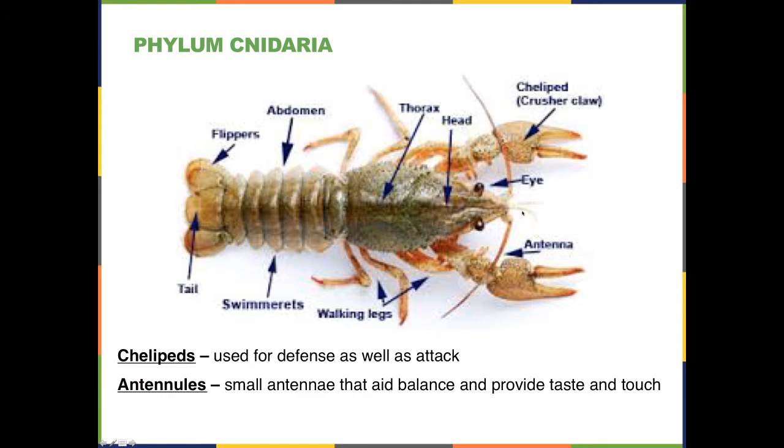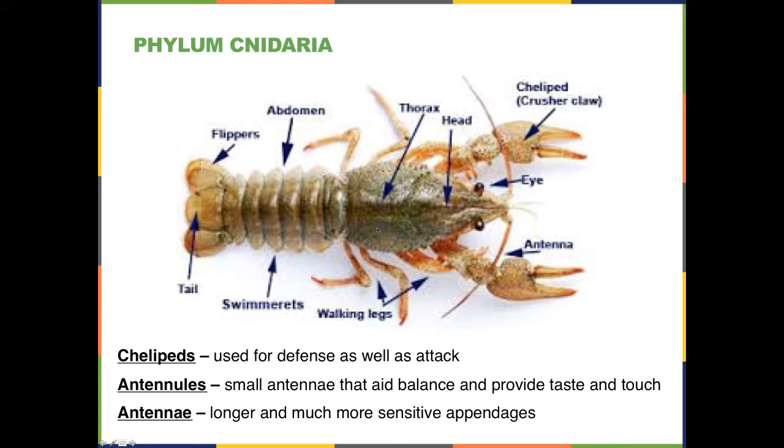Now, the longer appendages here are called antennae, and these are much more sensitive than the antennules. These also provide taste, touch, as well as smell sensations.